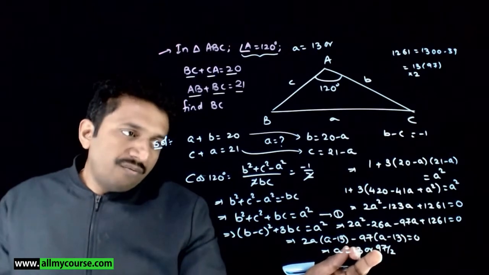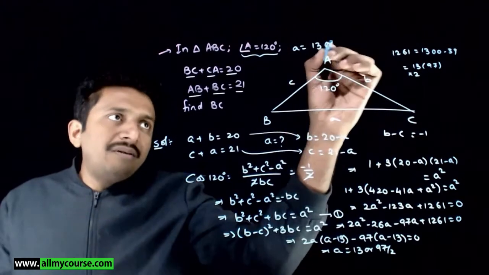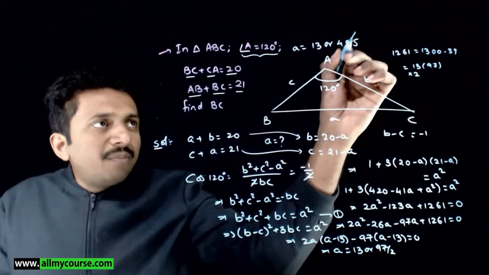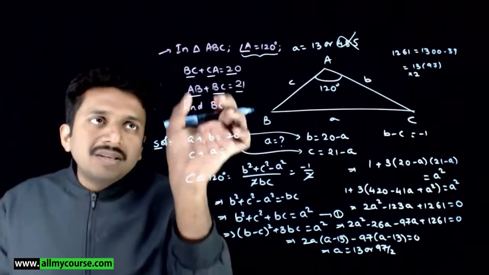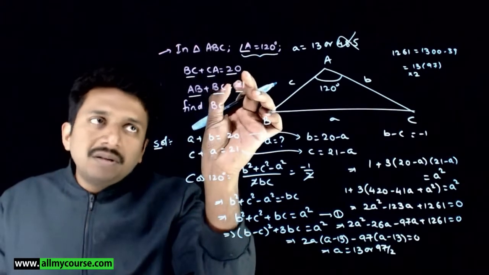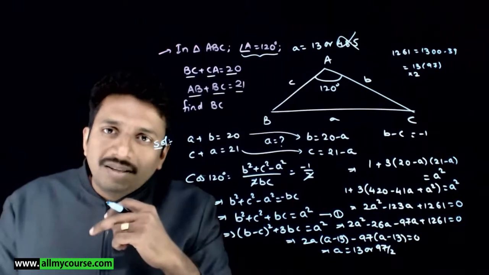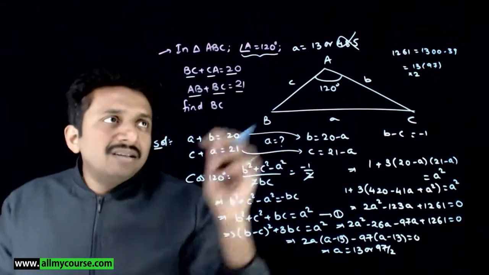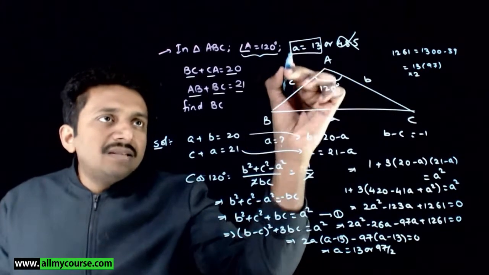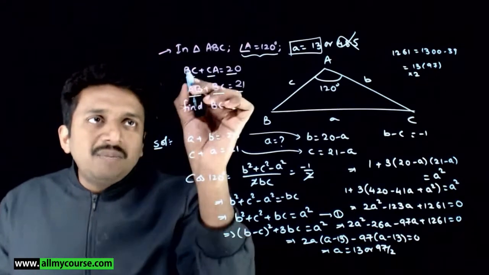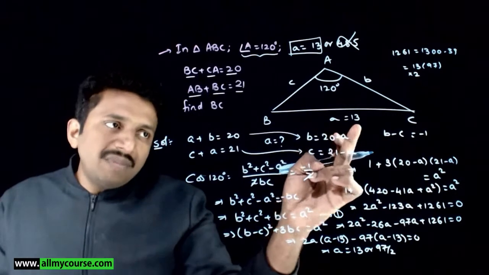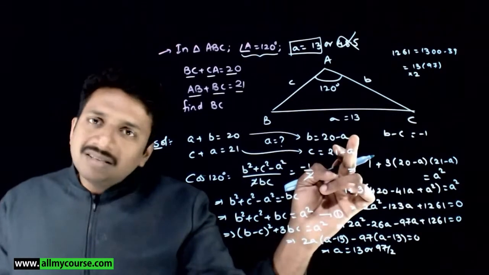That is 48.5. So obviously 48.5 is a wrong answer because the sum of two sides is 20, so one side cannot go more than that. So 48.5 has to be discarded. So the answer will be a is equal to 13. BC will be equal to 13. And from this you can get the remaining sides.